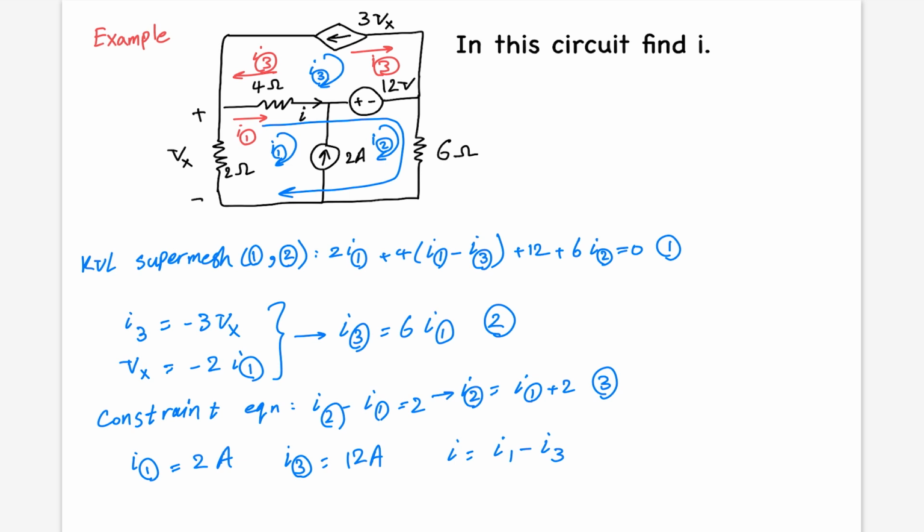So after this, we can find 2 minus 12. 2 amperes minus 12 amperes will be minus 10 amperes. So we found I in this question.